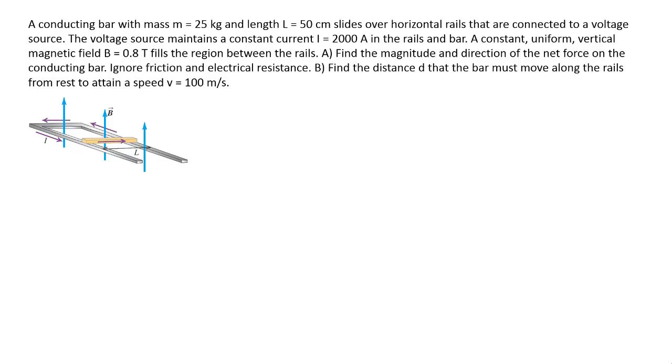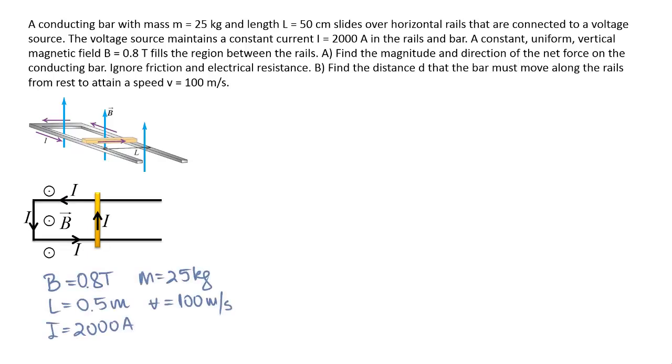Let's start with part A and redraw the figure given by the problem as if we are looking at the rails and the bar from above. So these are the rails and this is the bar as seen from above. They are in a constant magnetic field that's coming out of the page, and there is a current I that goes through the rail and through the bar.